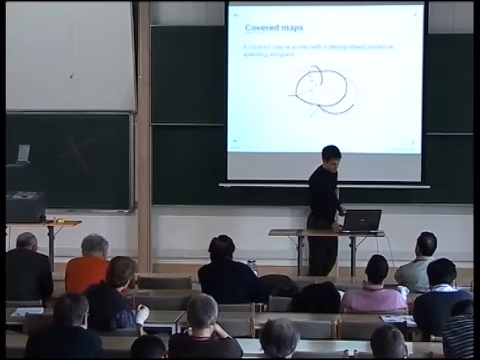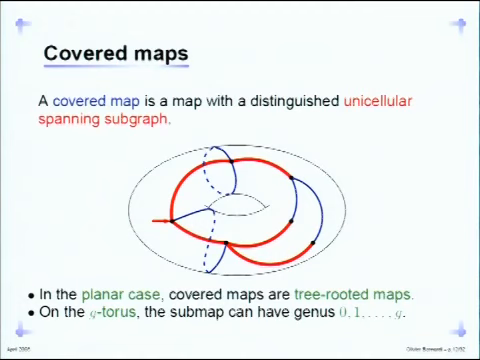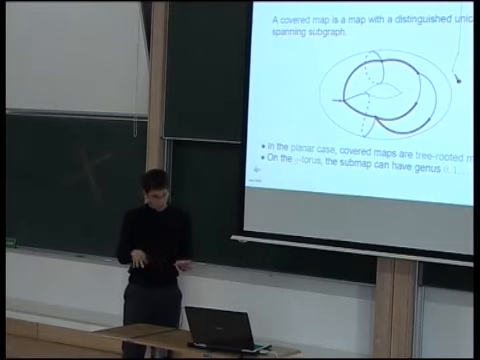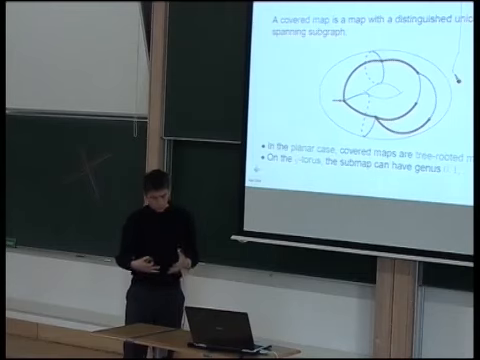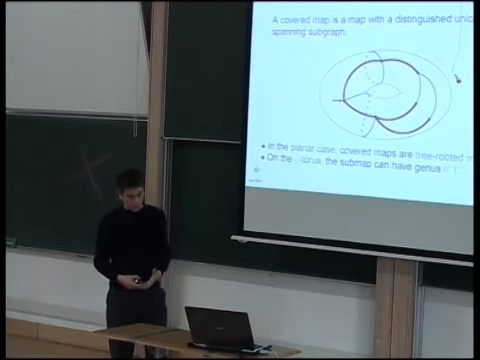The easy thing about this definition is that in the planar case, these are just tree rooted maps. So I'm just choosing a spanning tree on my map. But if I'm looking at genus G surfaces, the submap can have genus 0, 1, 2 up to G. In fact, I'm looking at this submap as a map in itself, so its rotational system defines a genus, and you look at whether it is unicellular.